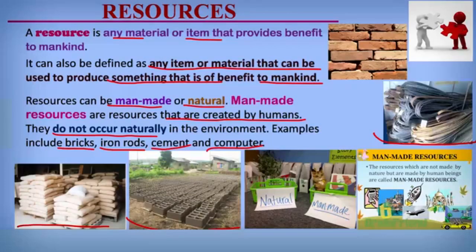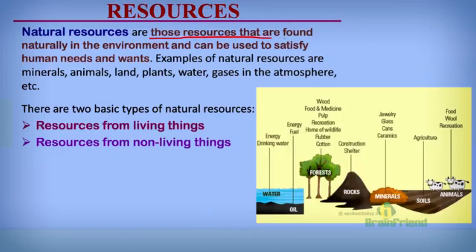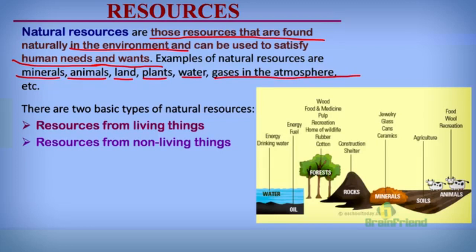What then are natural resources? Let's take a look at natural resources. Natural resources are those resources that are found naturally in our environment. These resources were not created by humans. They were not made by humans. They occur in our environment by nature. These resources can be used to satisfy the needs and wants of humans. So they provide benefits to humans as well. There are different kinds of natural resources. We have different examples. We have minerals, animals, land, plants, water, gases in the atmosphere, sunlight, soil, and so on. All of these resources are found naturally in our environments.